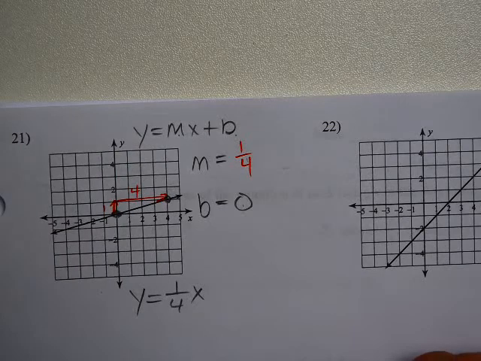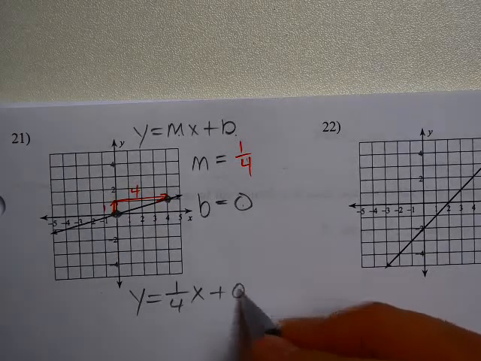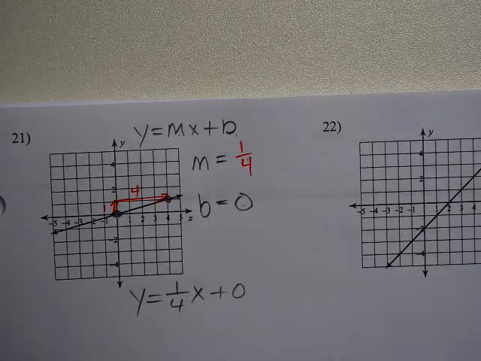Do I really need to put plus 0? I don't need to, but I could, and it wouldn't be wrong. Okay? I'll put it there, but we wouldn't normally write that in math.